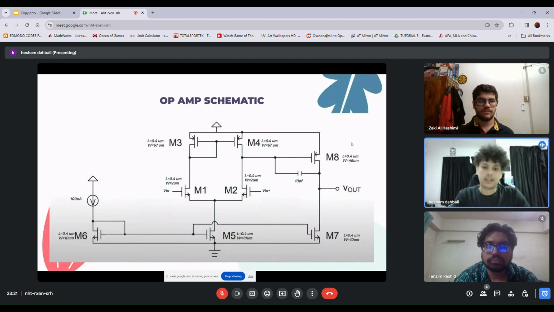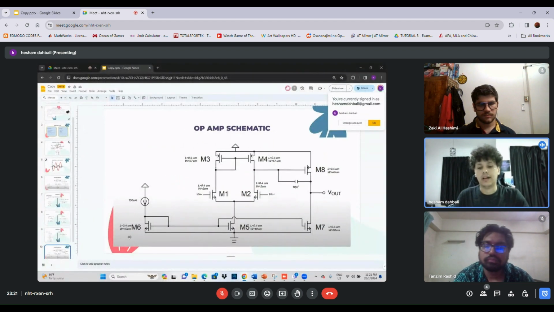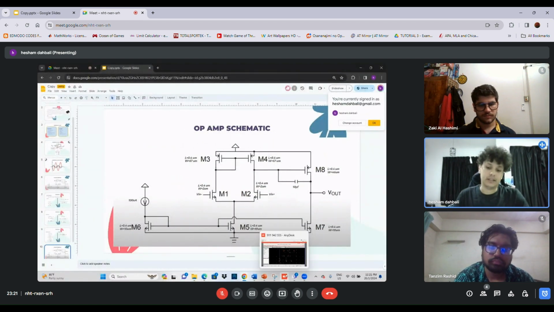So this schematic represents the whole circuit, with each component and its corresponding length and width, illustrated in this diagram from M1 to M8. Okay, and our current source of 100 microamps. So now we'll go to the schematic to show the actual circuit designed in Cadence.